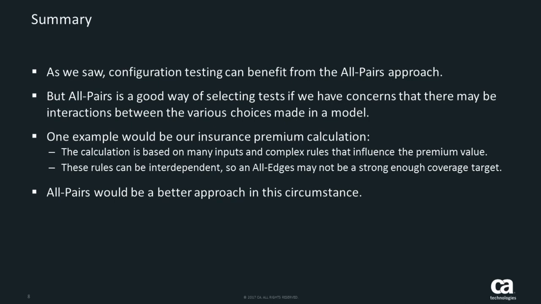All edges will cover all the variations in inputs, but all pairs gives you the combinations of inputs paired off in each case. So all pairs could be a better approach in this circumstance, and it might help you in your application if you do have this concern that there are interactions that are hidden from view.